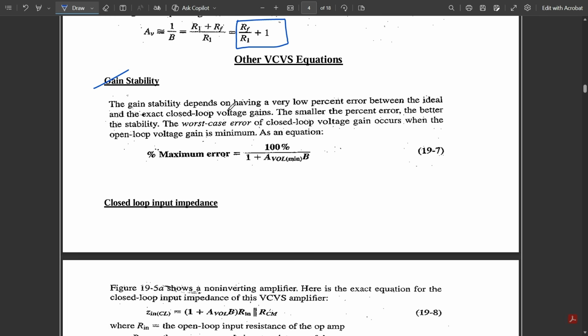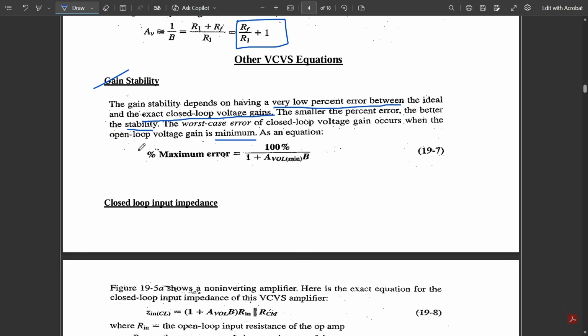The gain stability depends on having a very low percent error between the ideal and the exact closed loop voltage gains. That is, you have two voltage gains: one is the ideal voltage gain and the other is the practical or exact voltage gain. The gain stability is the percentage error between these two. The smaller the percent error, the better the stability. The worst case error of the closed loop voltage gain occurs when the open loop voltage gain is minimum.